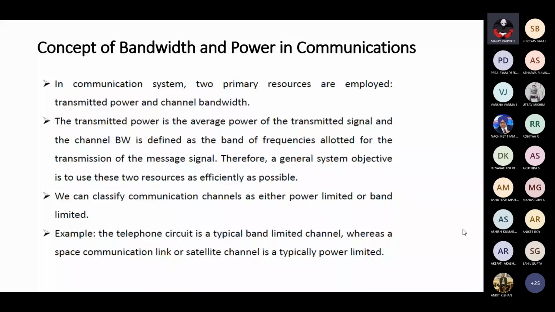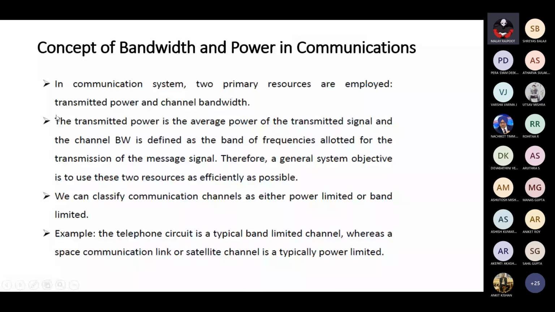Generally, different radio frequency communication offers different bandwidth. For example, we generally use Wi-Fi, so the bandwidth is limited at 54 megabits per second. So generally, for the concept of bandwidth and power, we know these are the two primary resources employed in the communication system: the transmitted power and the channel bandwidth.